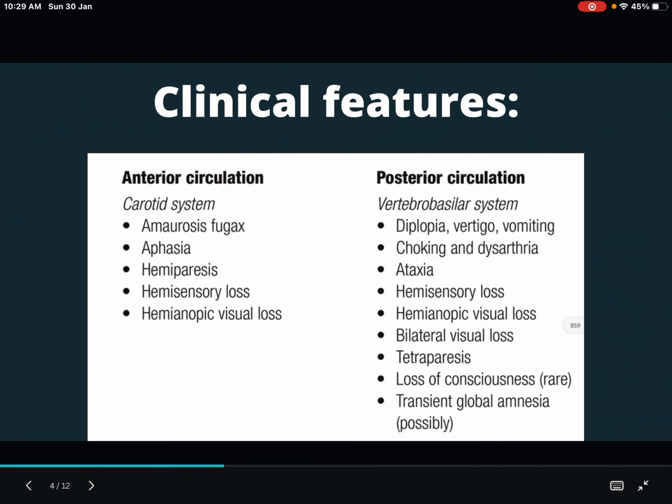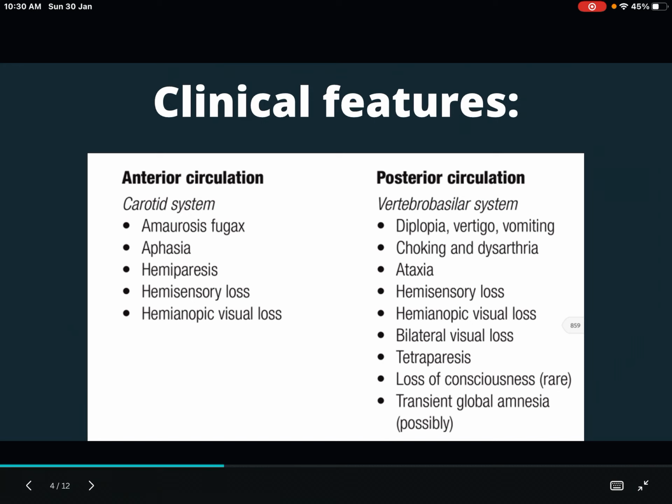Now let's see what are the clinical features that you have to study. While writing the clinical features, you have to divide it into anterior circulation and posterior circulation. Anyway, there is a blockage in circulation, so that's why the attack is happening. So symptoms are accordingly. Anterior circulation is mostly the carotid system, and posterior circulation is the vertebro-basilar system. You have to study around 2 to 3 points from anterior circulation and posterior circulation.